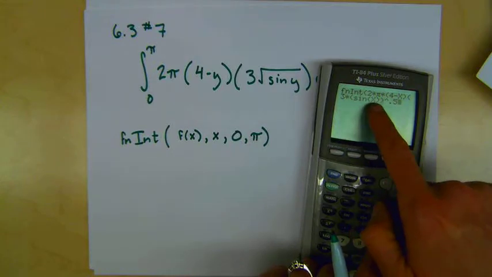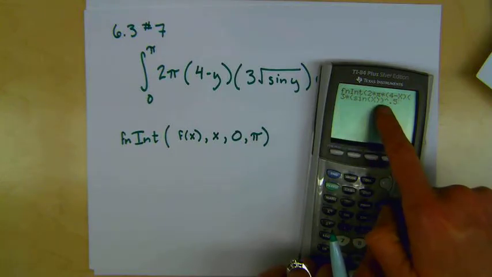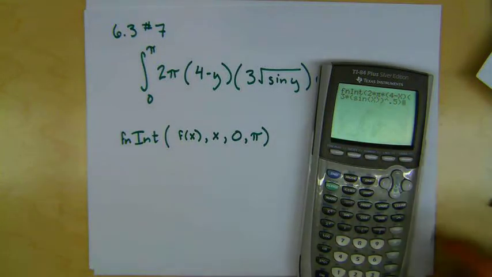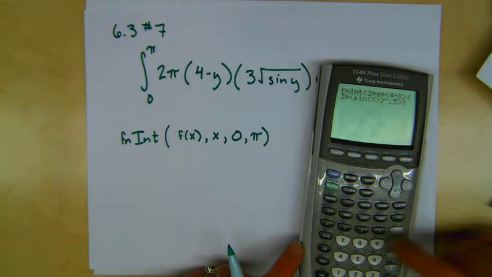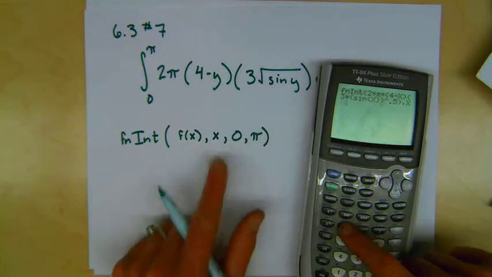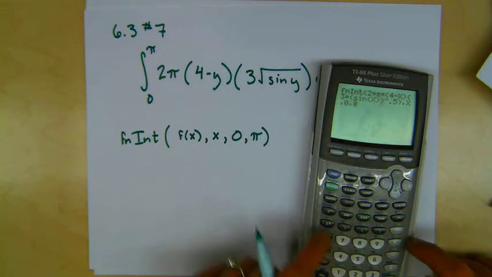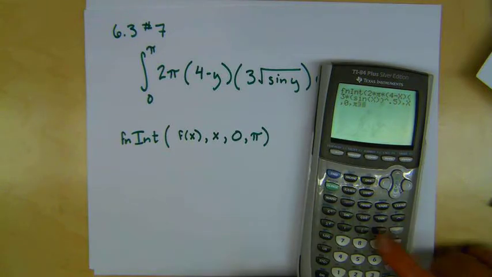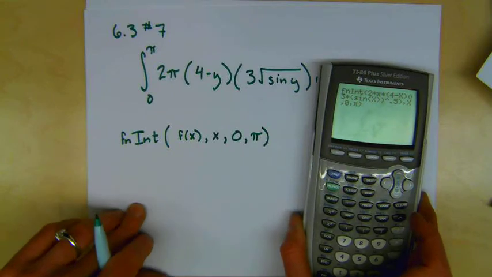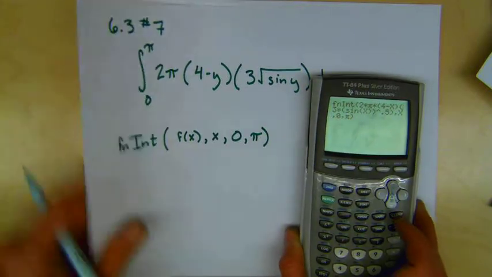And let's see, I ended that parentheses, I ended that parentheses, and that's all my parentheses. And now I need to tell the calculator that I want to integrate with respect to my x variable, because I rewrote it in terms of x, going from 0 to pi. And that'll think a while, and it'll figure it out, and I'll get back to it at the end of the video. So that's 6.3, number 7.